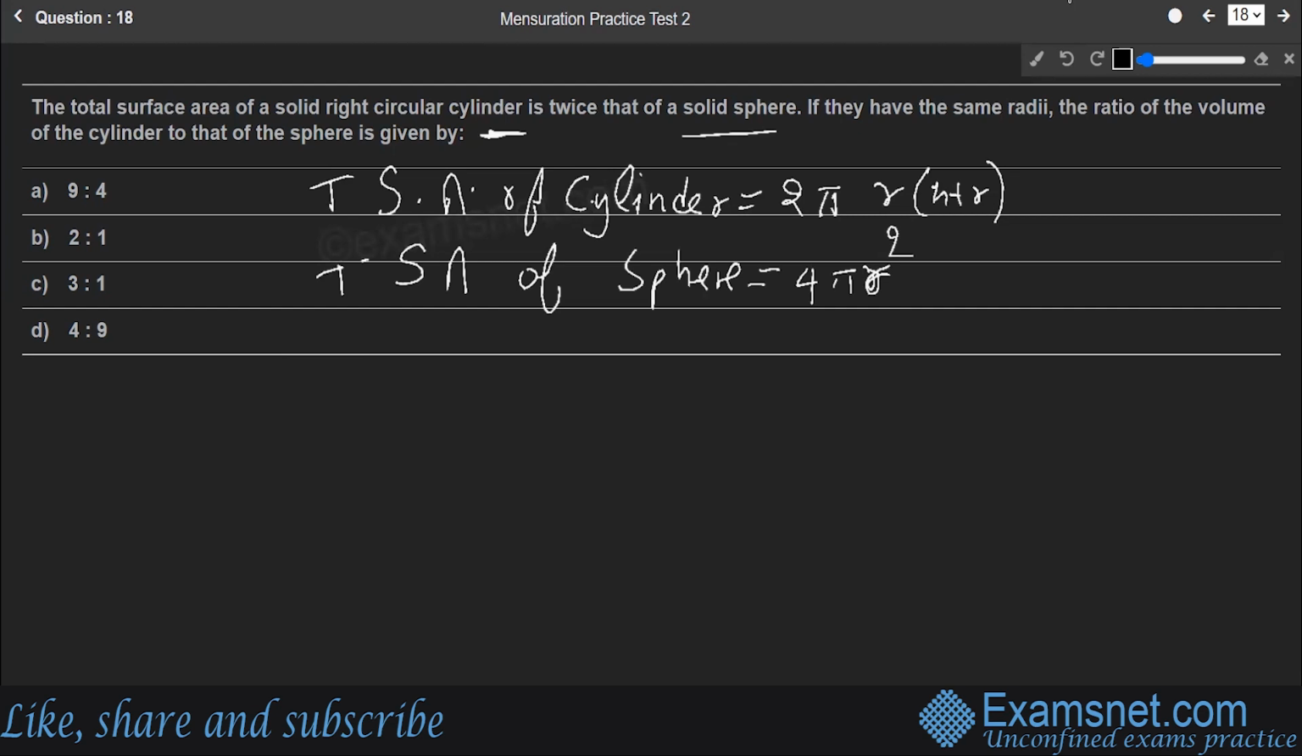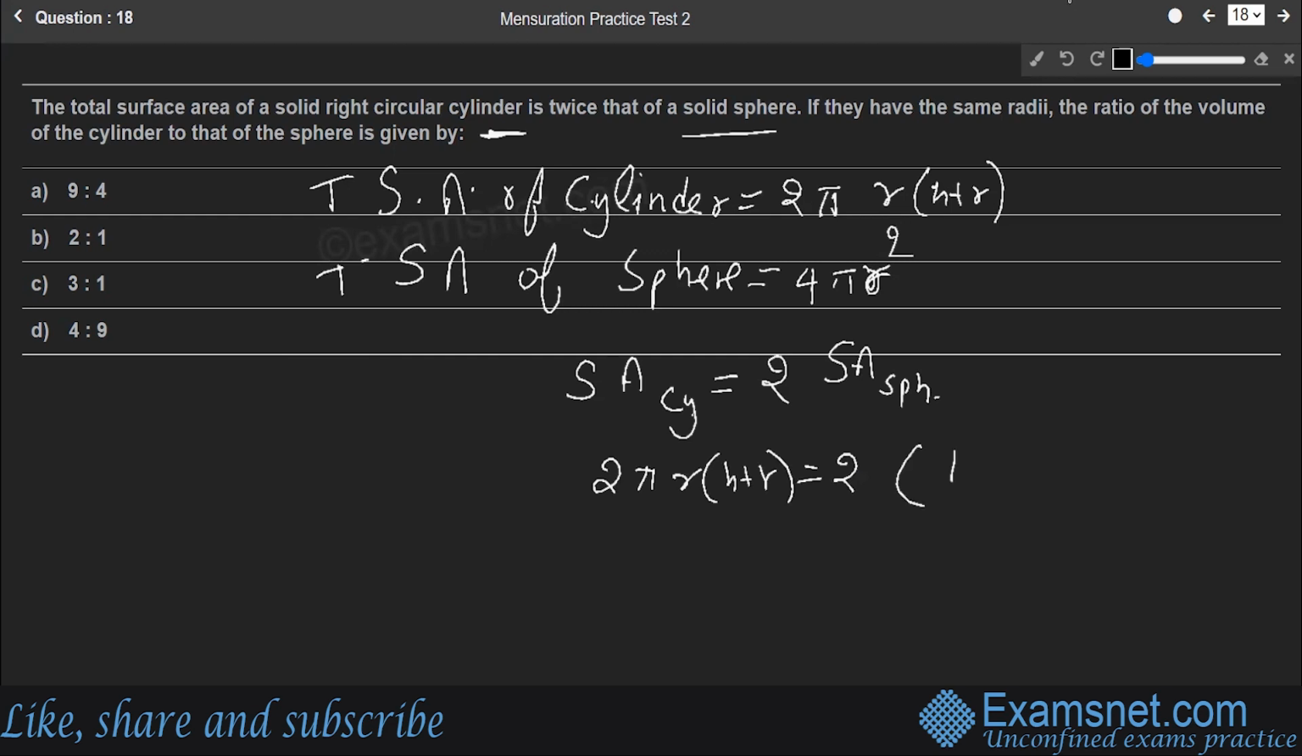First of all, we'll put the condition that the surface area of the cylinder is equal to twice the surface area of the sphere. First of all, we'll solve this. So the surface area of the cylinder is 2 pi r (h plus r), equal to twice the surface area of the sphere, that is 2 into 4 pi r square. So we can cancel a few terms. 2 can cancel this 2. This pi gets cancelled, and one power of r gets cancelled.